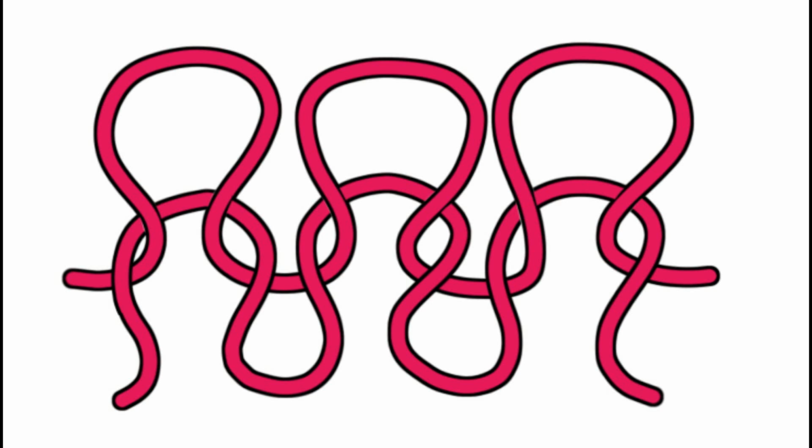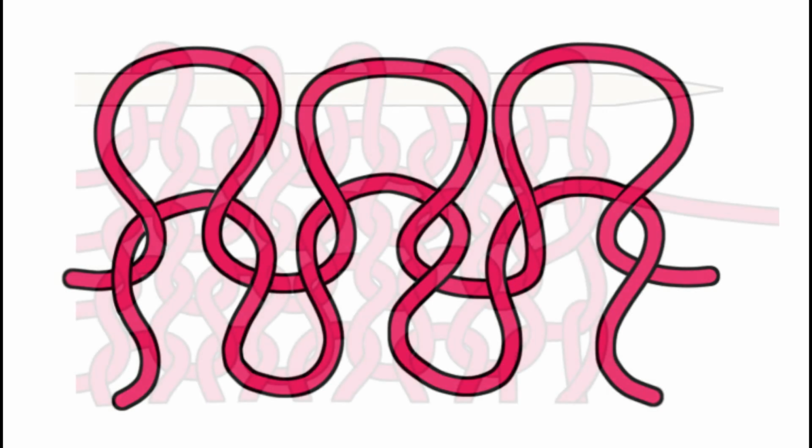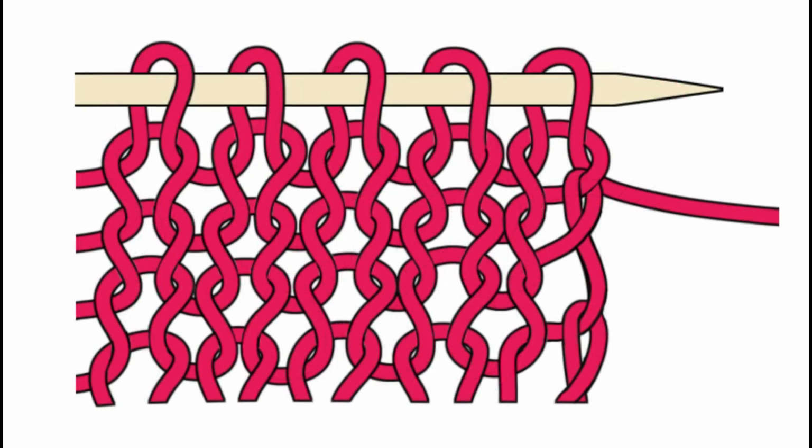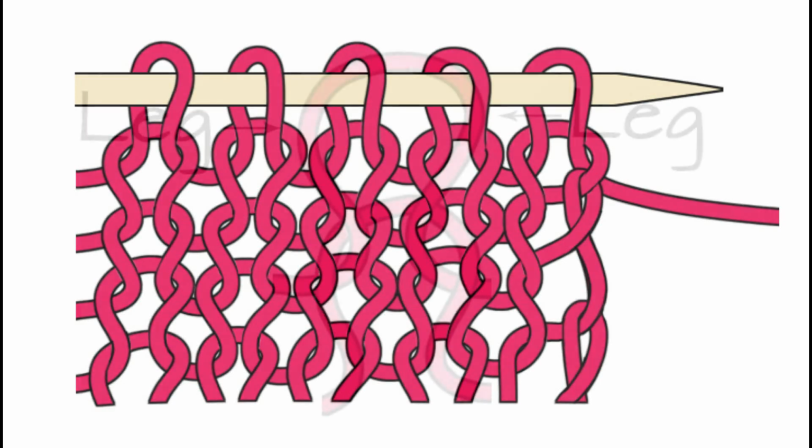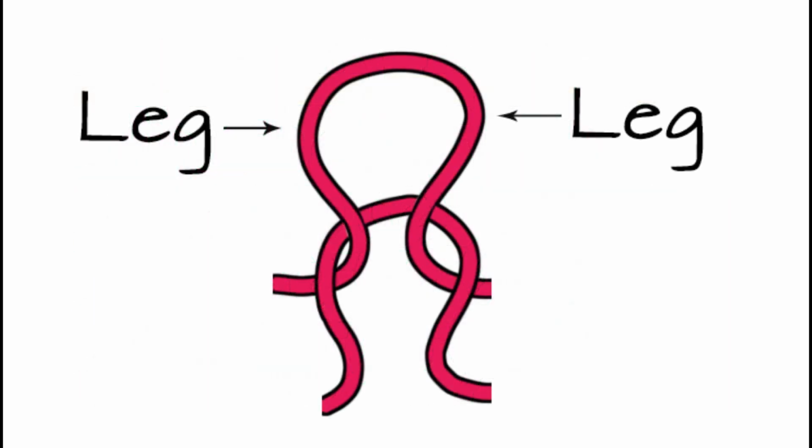However, normally that top row of stitches would be on a knitting needle, and to get them onto a needle they need to be rotated slightly, like so. Okay, so let's take a closer look at one of these stitches. Each side of this loop is called a leg.